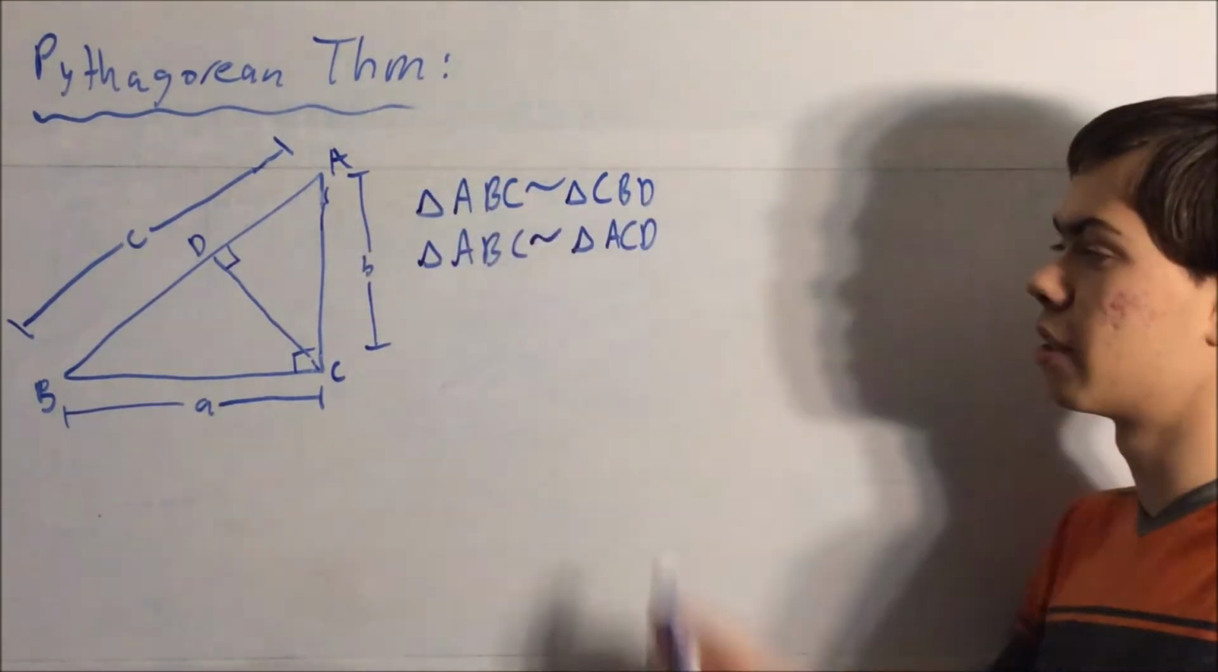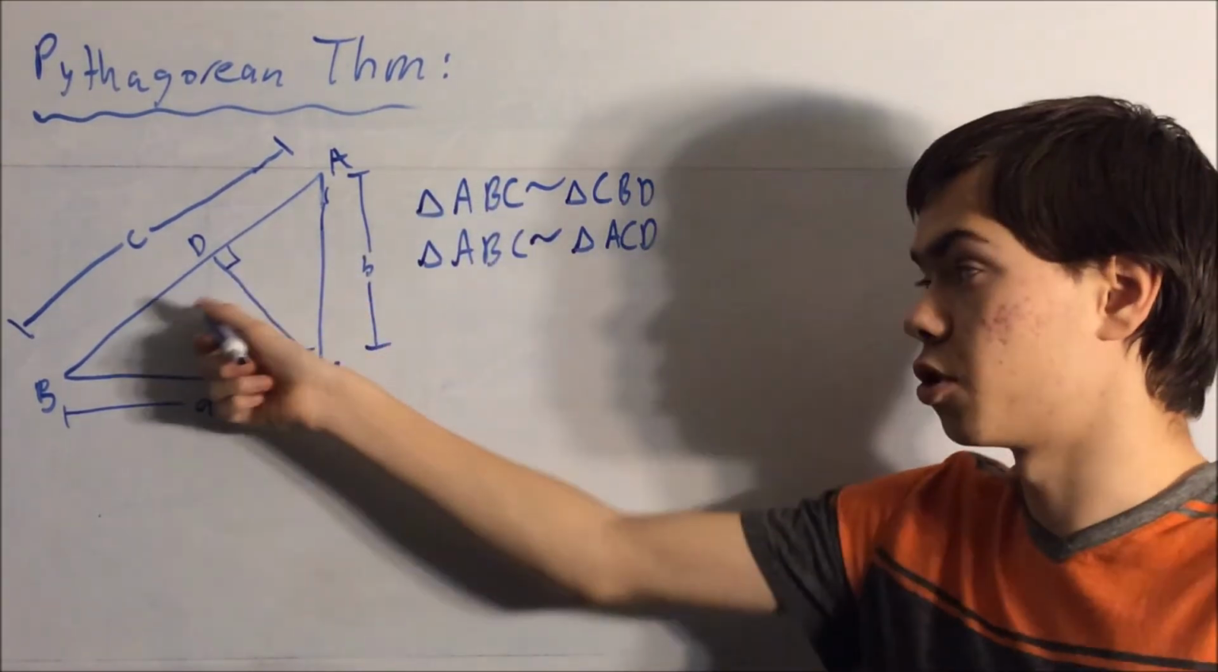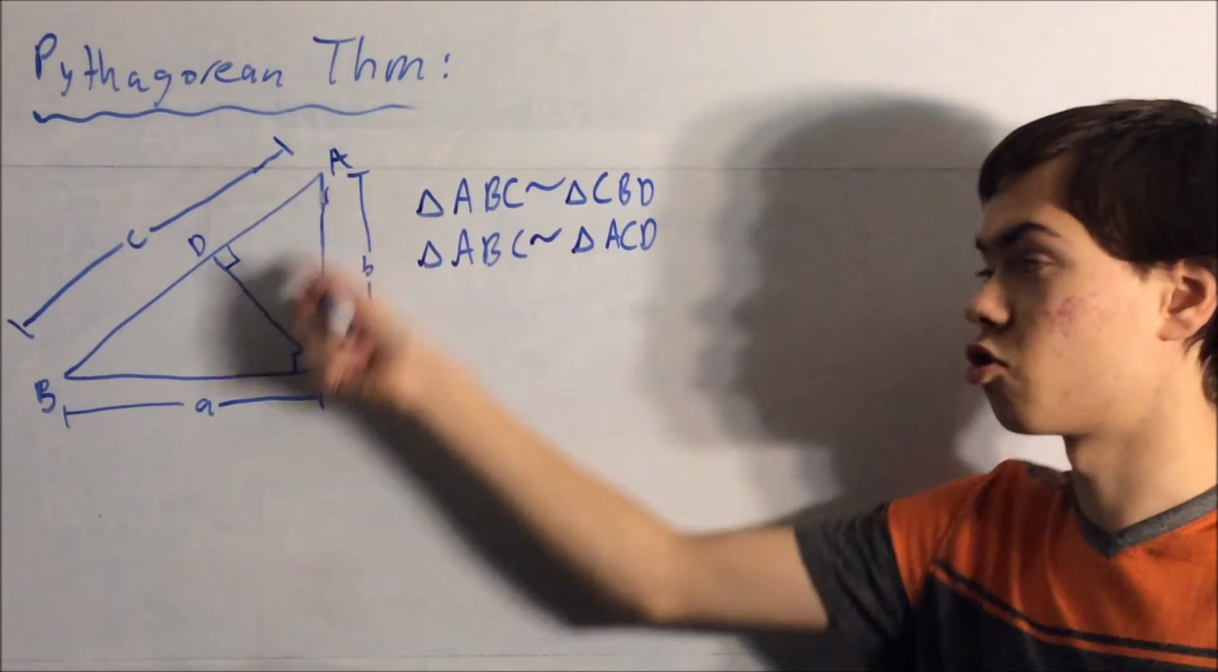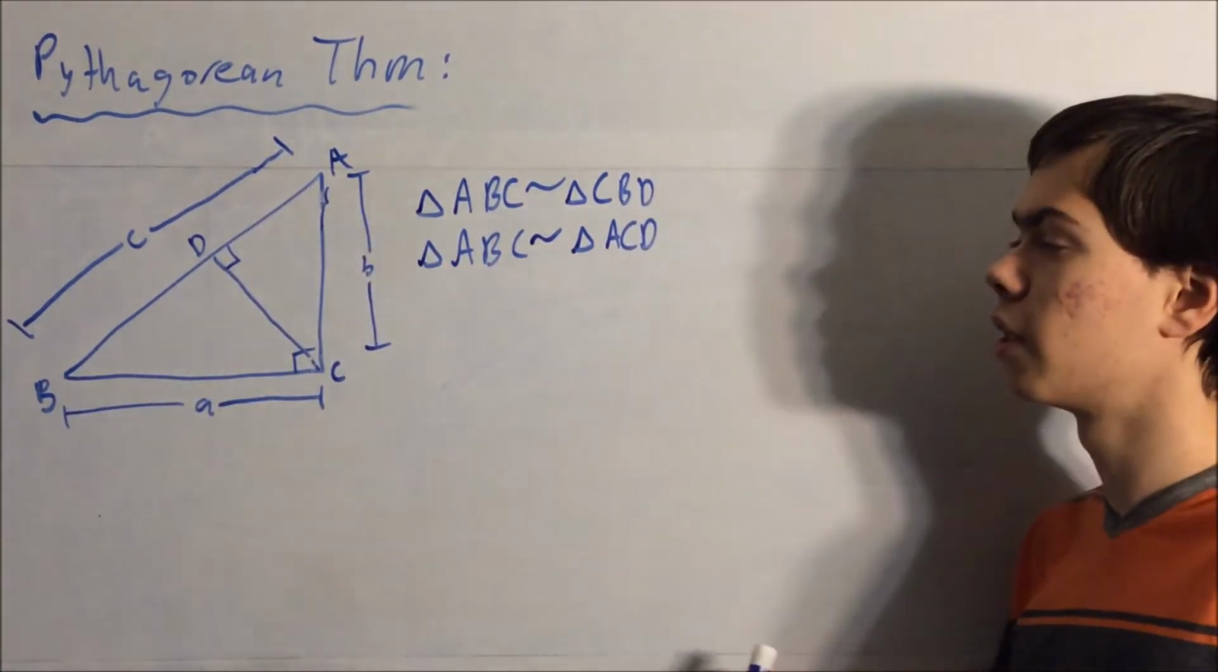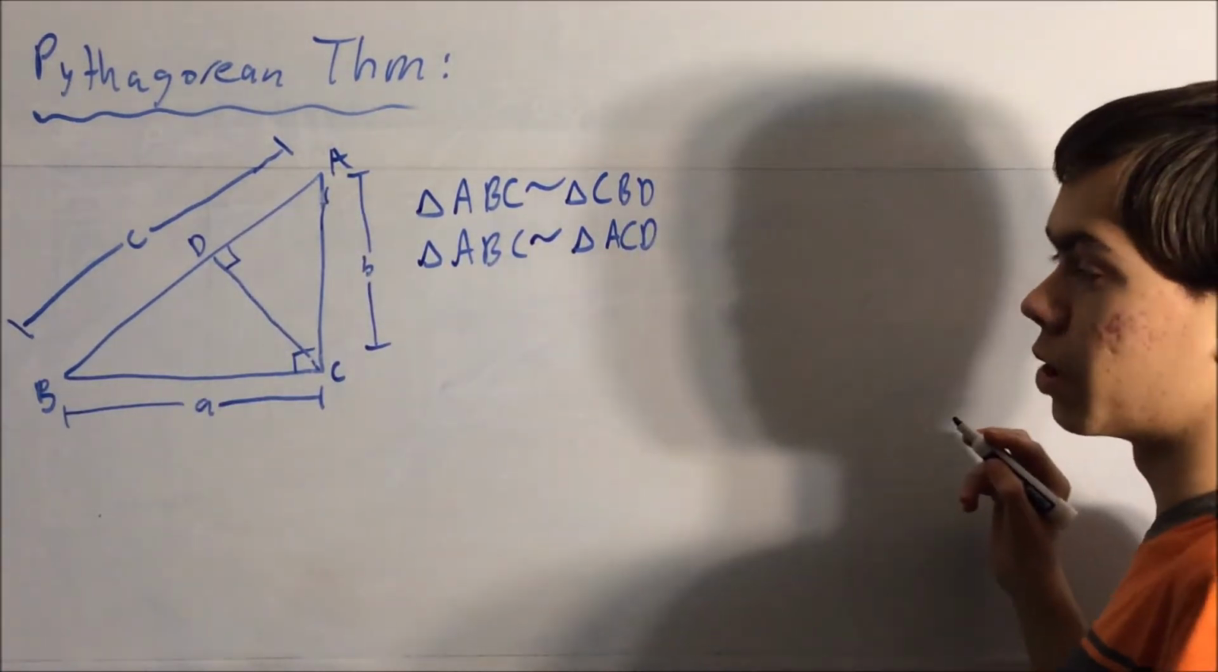But we have this, and we know that each of these triangles are similar to each other. And we care mainly about triangle ABC. Now, what do we do next?